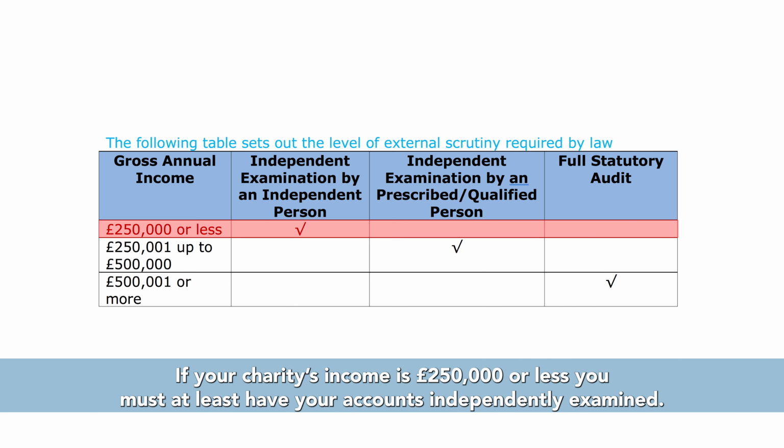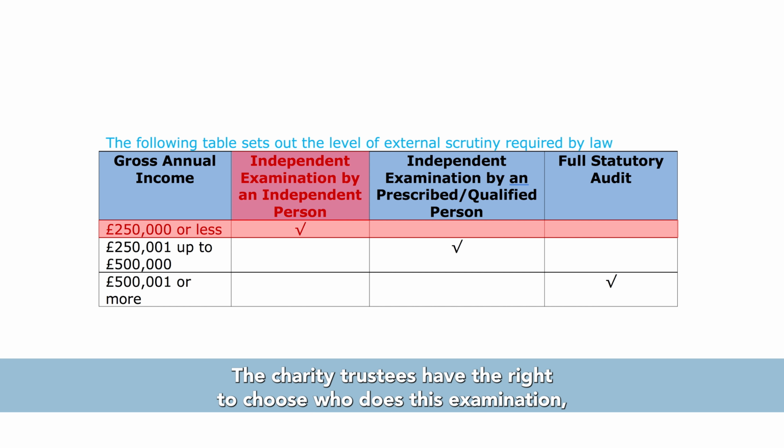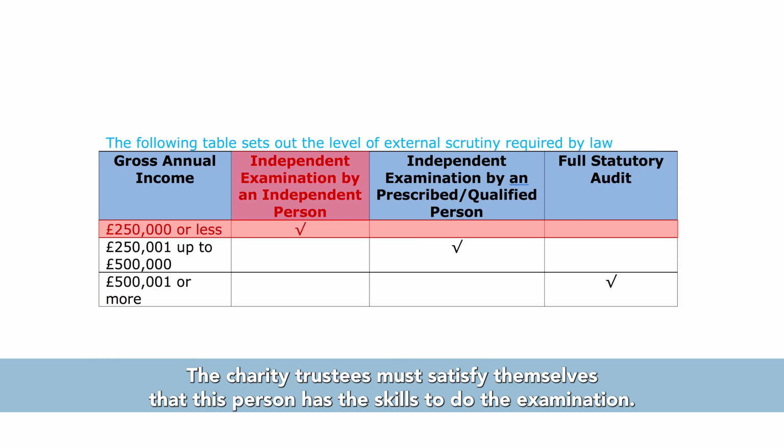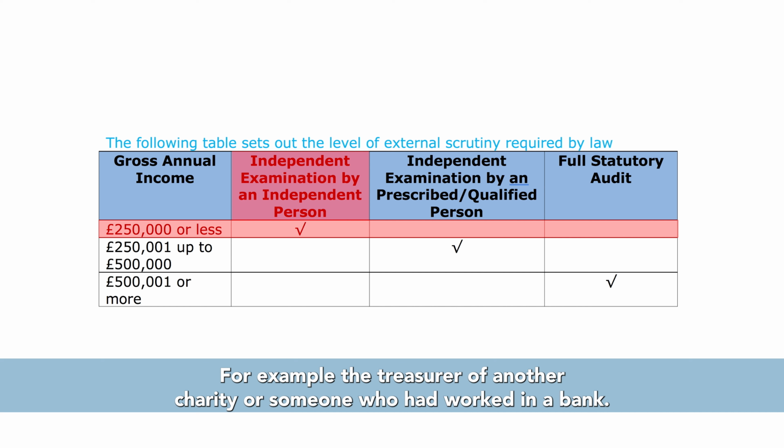If your charity's income is £250,000 or less, you must at least have your accounts independently examined. The charity trustees have the right to choose who does this examination, but that person must be independent of the charity, for example, not a relative or involved in the charity. The charity trustees must satisfy themselves that this person has the skills to do the examination. For example, the treasurer of another charity, or someone who had worked in a bank.